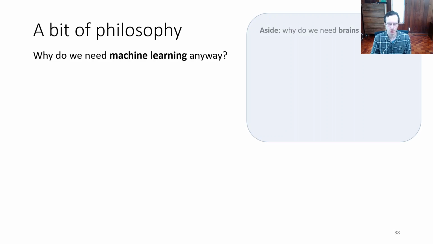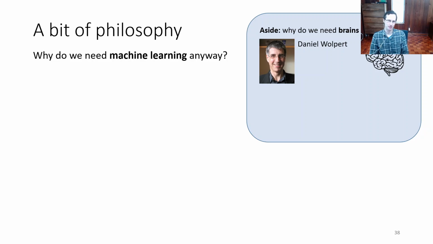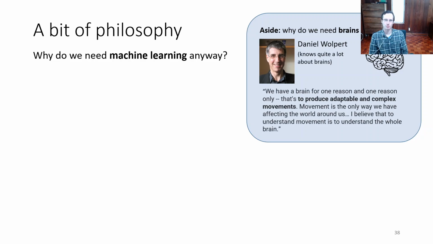And to start answering that question, I think we can ask an even more basic question. Why do we need brains? That might seem like kind of a strange question to ask, but there's an interesting answer that was offered by Daniel Wolpert, who's a neuroscientist that studies motor control. Wolpert said, we have a brain for one reason and one reason only, and that's to produce adaptable and complex movements. Movement is the only way we have of affecting the world around us. I believe that to understand movement is to understand the whole brain.